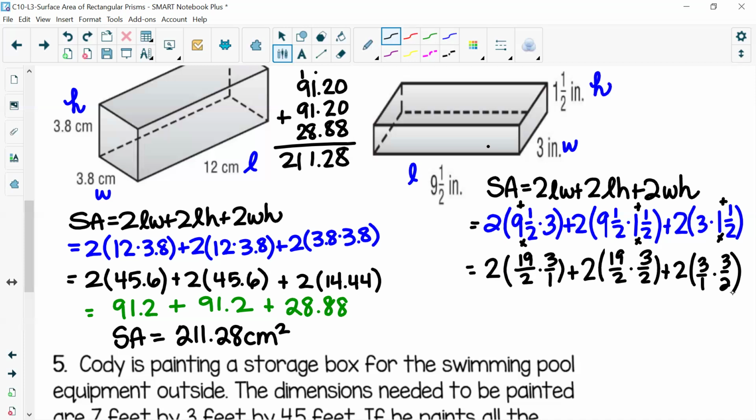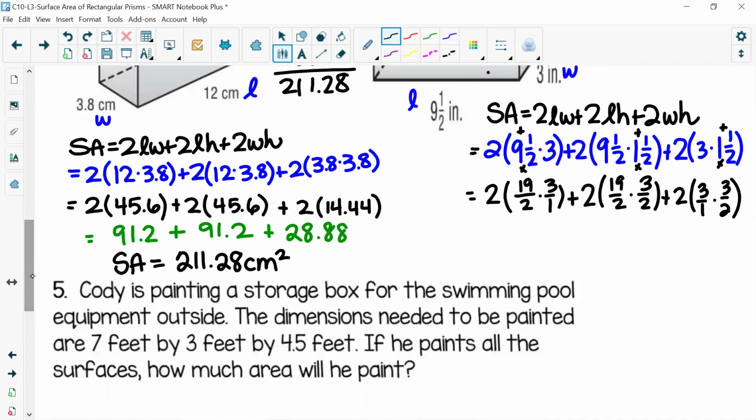All right, so I'm going to move this up just a bit for me. So now I'm going to have 2 times. I cannot cross cancel, so I'm just going to multiply across. We have 19 times 3 would be 57. So I'm going to go 57 over 2. I'm going to keep those together because we're going to do order of operations. It's not going to change.